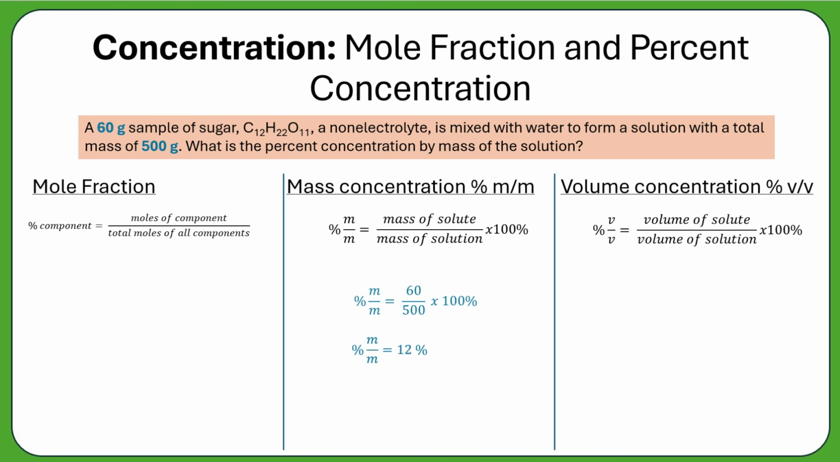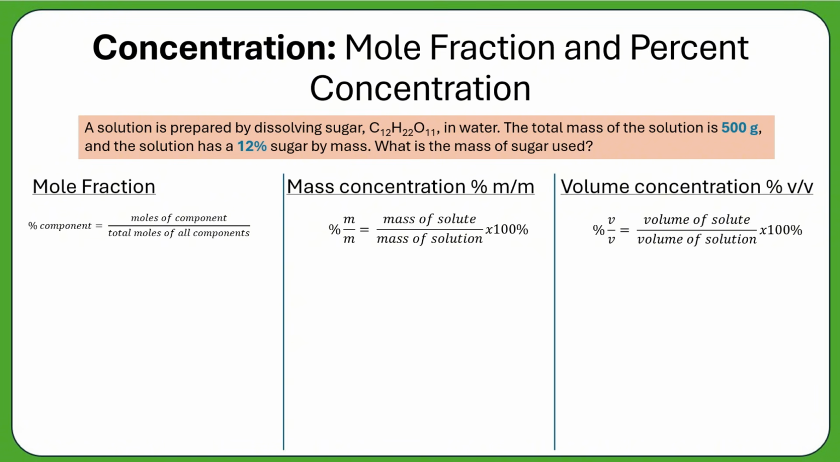Okay, now let's have another example. This time it is in reverse. It says a solution is prepared by dissolving sugar, same thing, C12H22O11, in water. The total mass of the solution is 500 grams still, and the solution has 12% sugar by mass. So what is the mass of the sugar used?